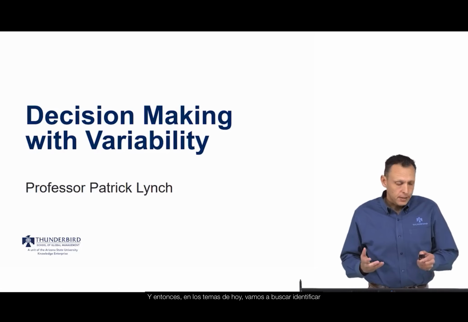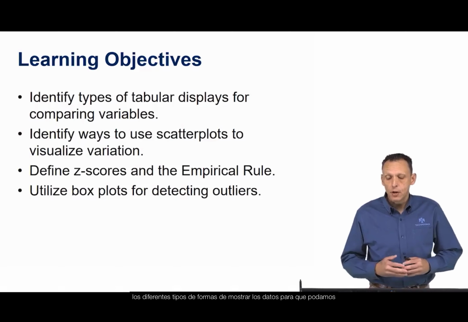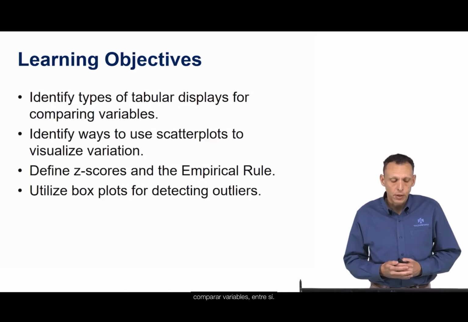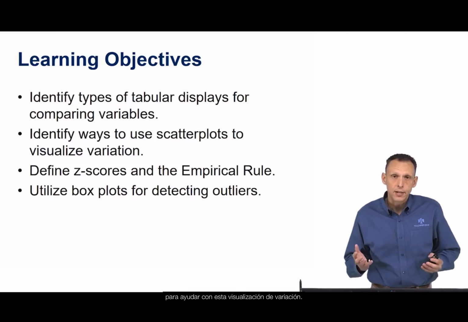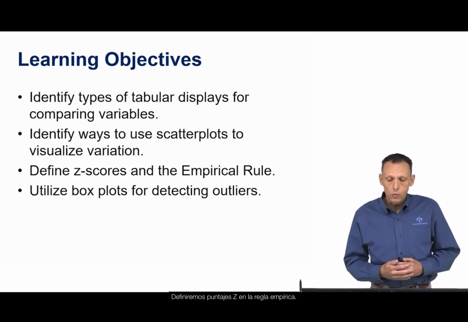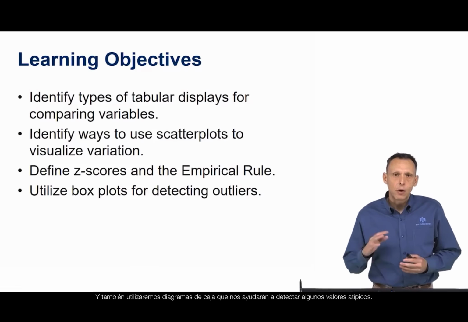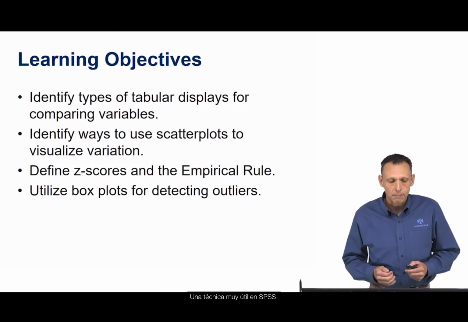And so today's topics, we're going to be looking at identifying the different types of ways of displaying the data so that we can actually compare variables to each other. We're going to be looking at the use of scatter plots to help with this visualization of variation. We'll be defining z-scores and the empirical rule. And we'll also be utilizing box plots that will help us detect some outliers, a very useful technique in SPSS.